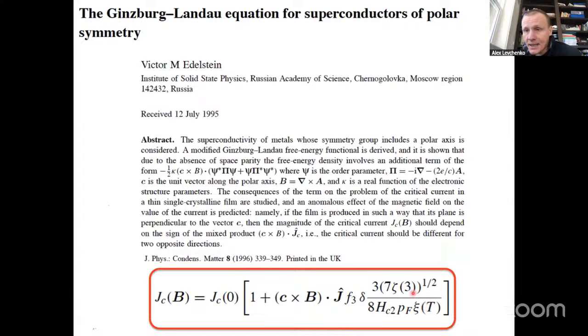I will come back to this formula many times because, in the way that Edelstein predicted it, this particular expression is incorrect for subtle reasons that were not fully understood up until 2010, as I mentioned, through this paper by Daniel Achterberg. And I will explain what kind of mistake was made and what was missed in this original prediction.